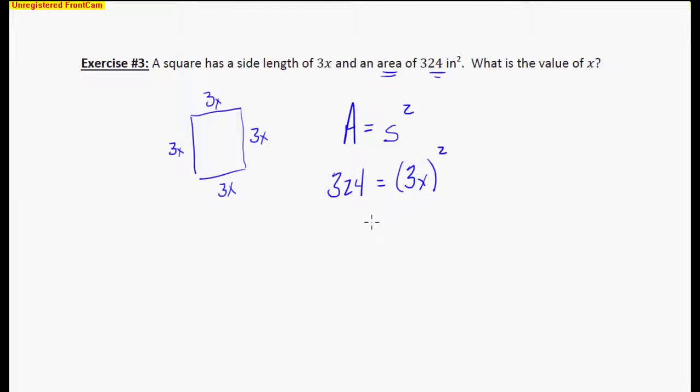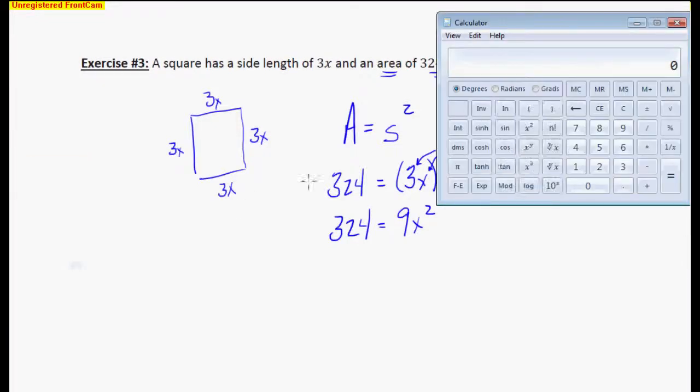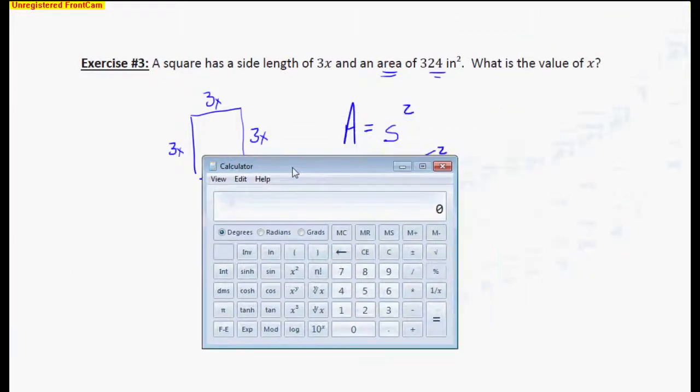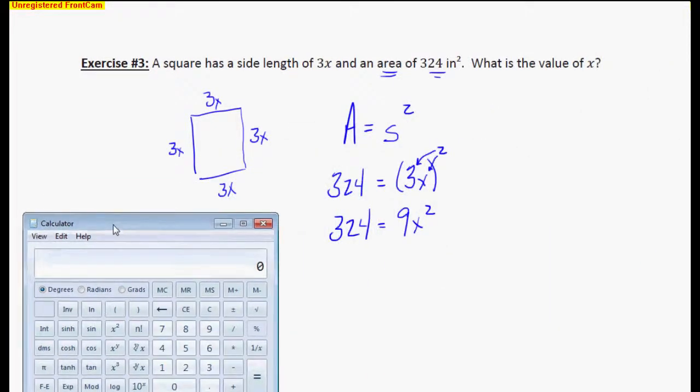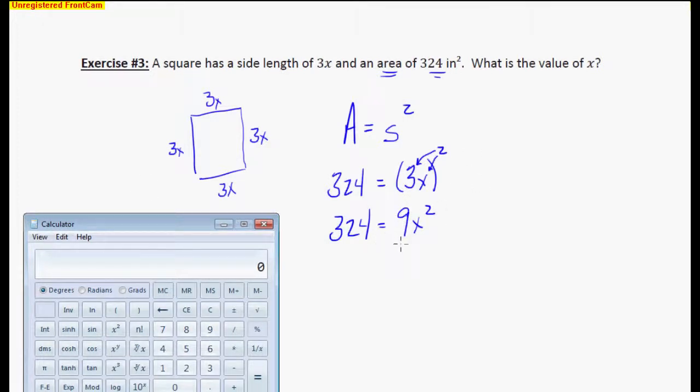All right? So let's see what we can do here. Now lots of people, they want to just divide by 3 right away, but because this 3x is in parentheses here, I have to square both of these items right here. Okay, so this is actually 324 equals 9x squared. And I know I'm going to need my calculator in a minute, so I'm going to move it right down here. So now I'm going to continue solving for x.